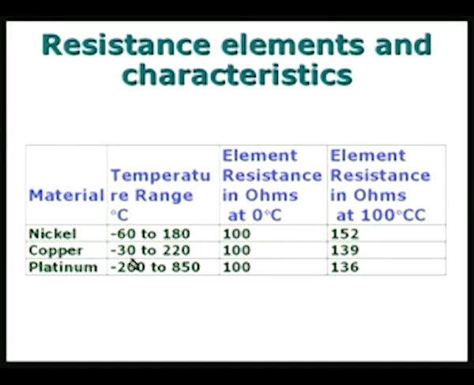Copper is useful between minus 30 and 220. It is 100 and 139. Of course, this is less sensitive than nickel, because the variation of nickel is more than in the case of copper. And in the case of platinum, it is useful from minus 200 to plus 850 degrees Celsius, and the variation of the resistance is 100 to 136, about 36% variation between 0 degrees and 100 degrees. So, this is the ice point, and this is the steam point. So, I am talking about the ice point and the steam point.